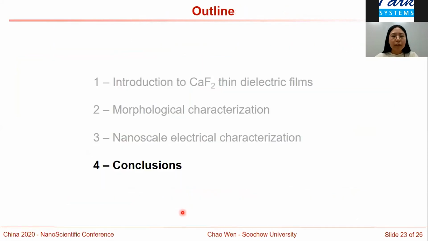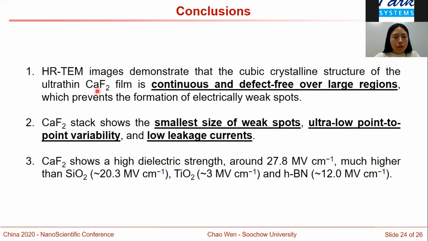So finally, here comes our conclusion. First, the high-resolution TEM images demonstrate that the cubic crystalline structure of ultra-thin calcium fluoride is continuous and almost defect-free over large regions, and this property prevents the formation of electrically weak spots as shown in the current maps.